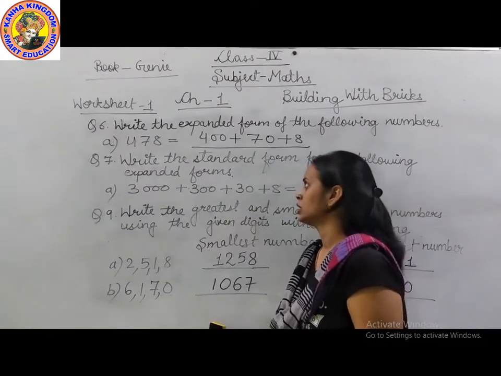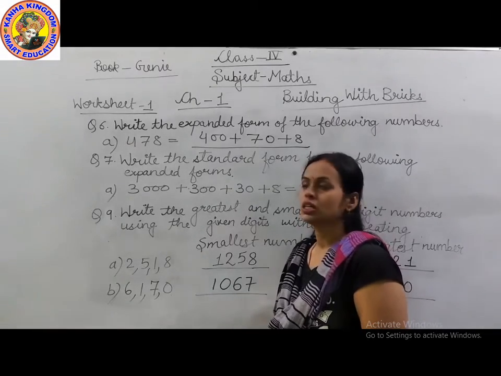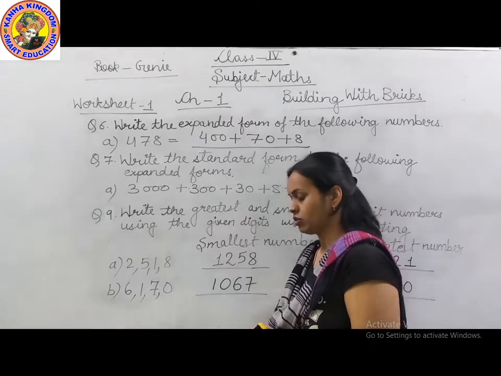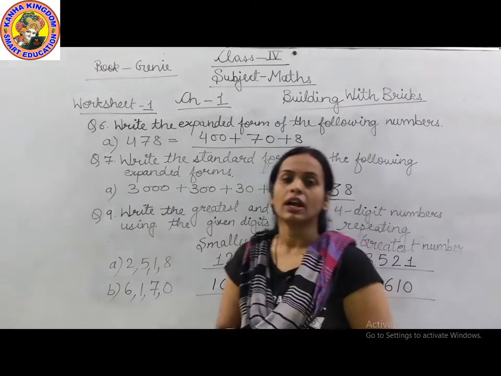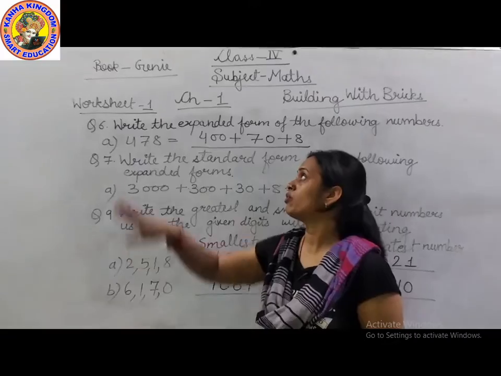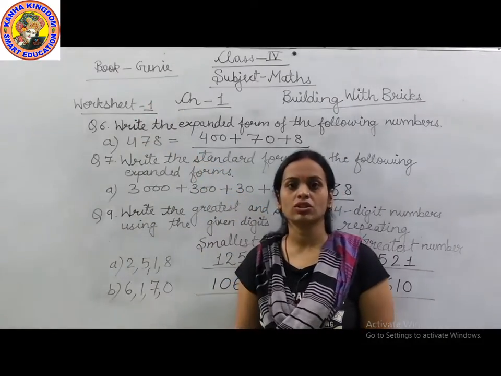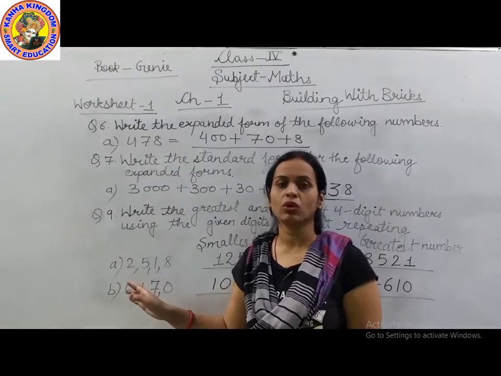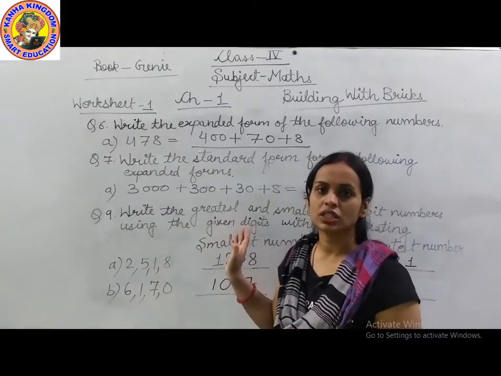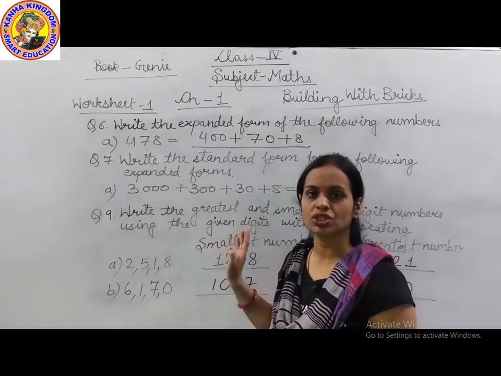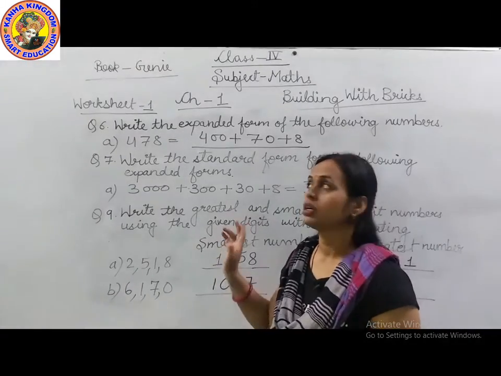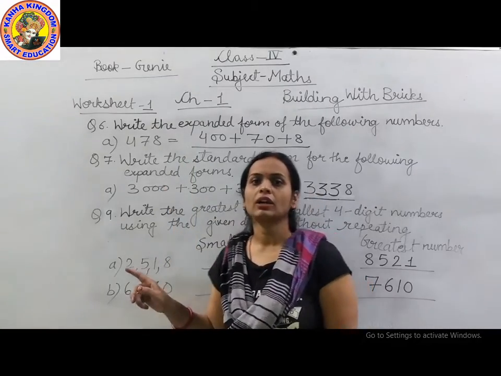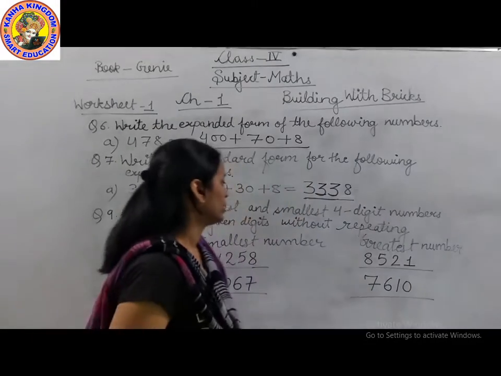Okay, write down these questions 6, 7 and 9 in your Genie book, and solve the rest of the questions of worksheet 1 in your Genie book. First you solve in your rough notebook, then write the answer in your Genie book. So complete worksheet 1 at home. Okay.